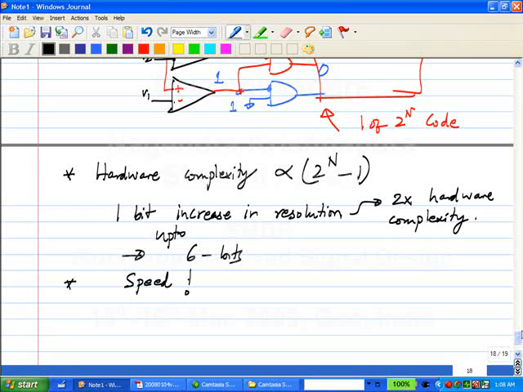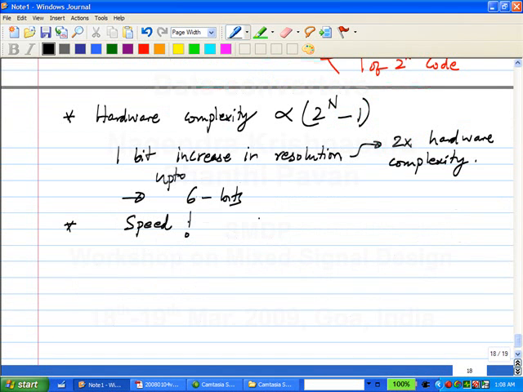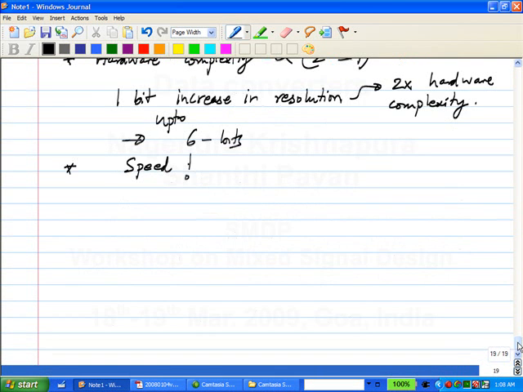Okay. So, a classic example of an application of a flash converter is basically in hard disk drives. So what happens is that the signal that you get from the read head is some very small signal.